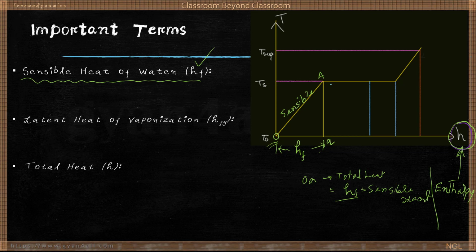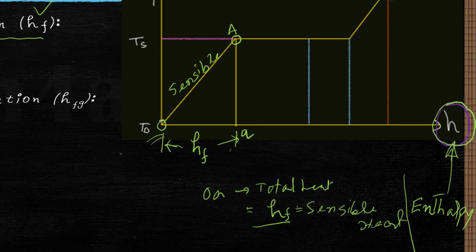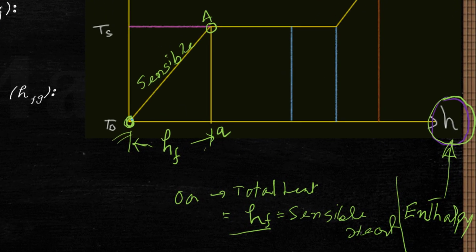Now after point A, what is sensible heat? It is the amount of heat required to increase the temperature of water from 0 degrees centigrade to Ts degrees centigrade. And what is Ts? The boiling point of water, or saturation temperature of water, anything you can say. Ts is the saturation temperature of water. Also Ts is the saturation temperature of dry steam, the same temperature.